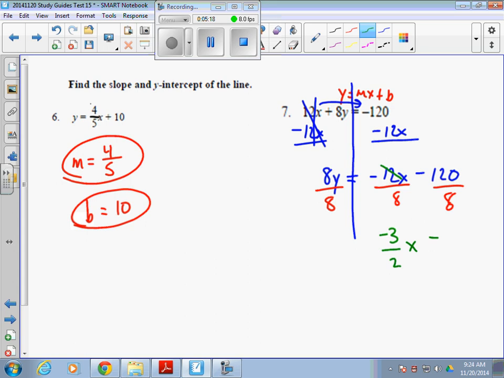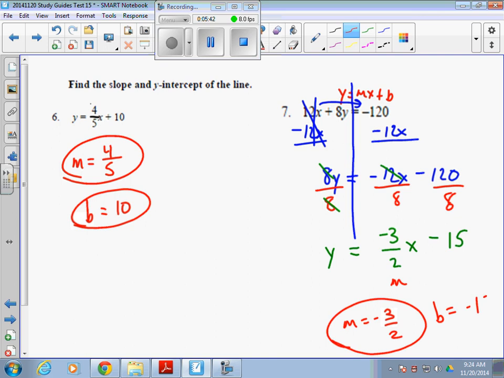8 goes into 12 one time, and there's 4 left over. 8 goes into 40 5 times. So negative 15. Now we have an equation that says y equals negative 3 over 2x minus 15. Your m value then is negative 3 over 2. That's your slope. And your b, since it says minus 15, is negative 15. Slope and y-intercept.